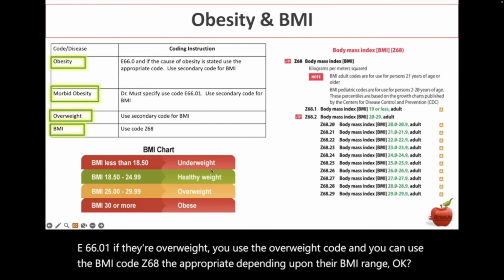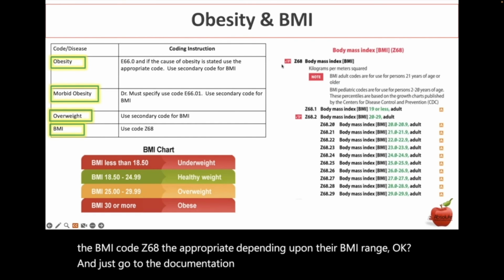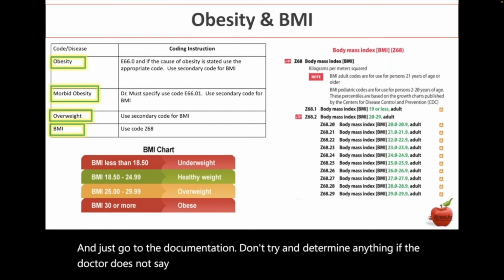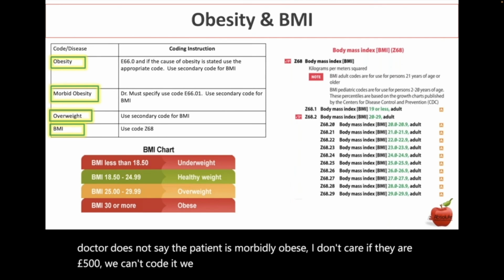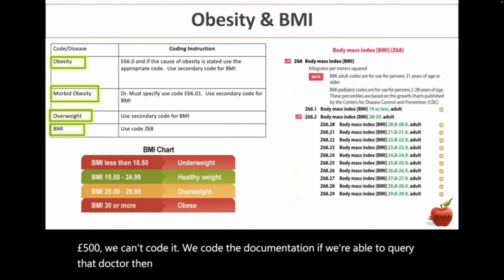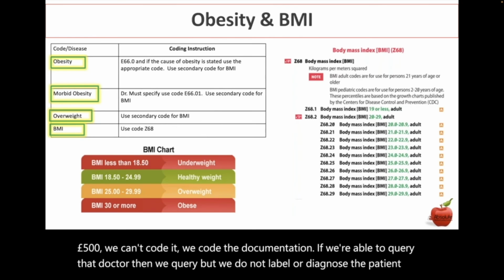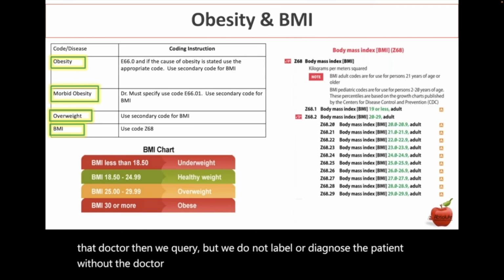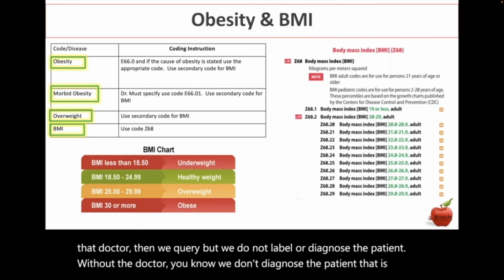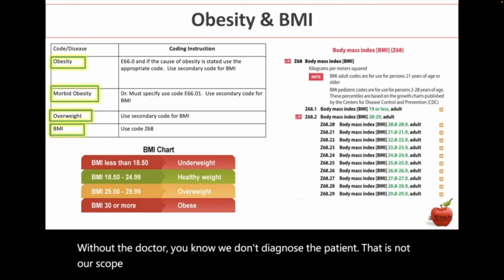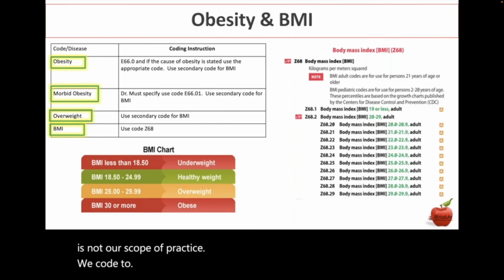And just code to the documentation. Don't try and determine anything. If the doctor does not say the patient is morbidly obese, I don't care if they are 500 pounds. We can't code it. We code the documentation. If we're able to query that doctor, then we query. But we do not label or diagnose the patient without the doctor. That is not our scope of practice. We code to the documentation, and that's it.